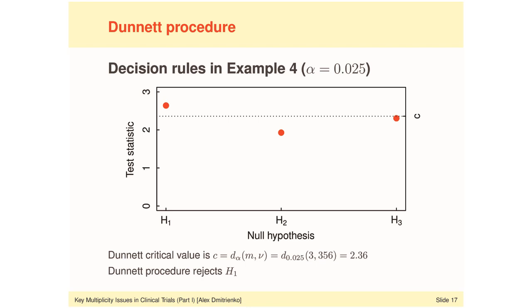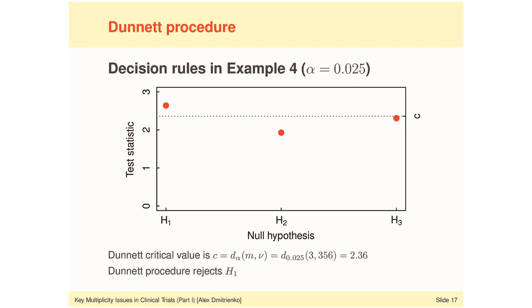The critical value of the single-step Dunnett procedure is equal, as we said, to the 1 minus alpha quantile of the Dunnett distribution. In this case, the parameters of the Dunnett distribution are given by 3, that's the number of comparisons, and the number of degrees of freedom is 356. It's quite easy to compute from the common sample size and the number of comparisons.